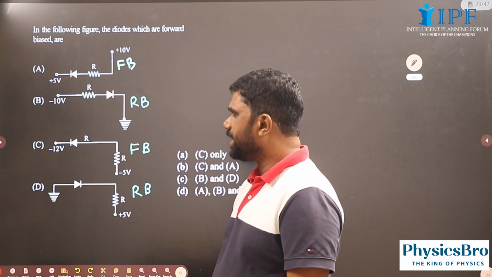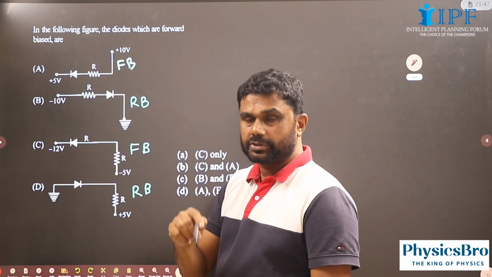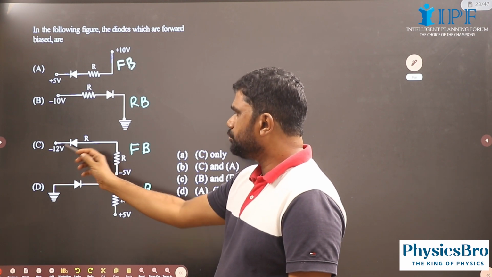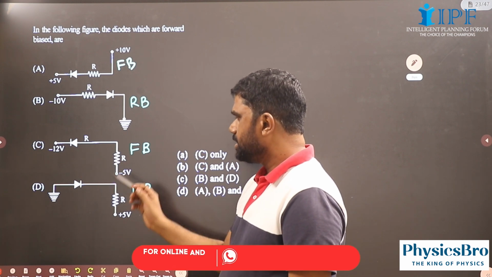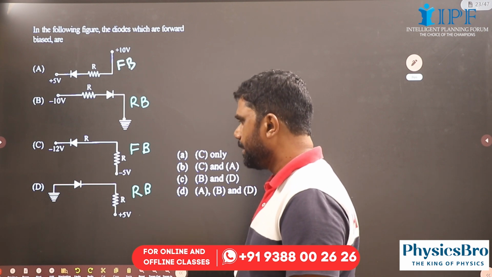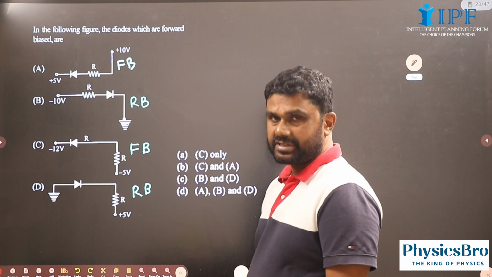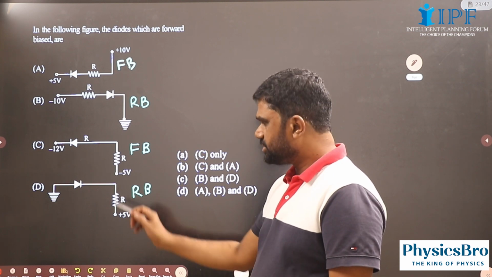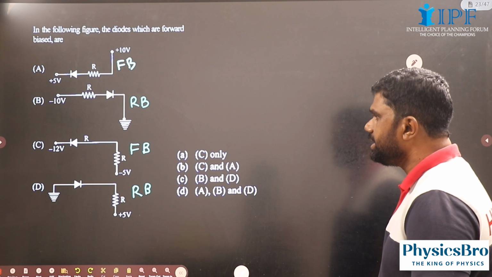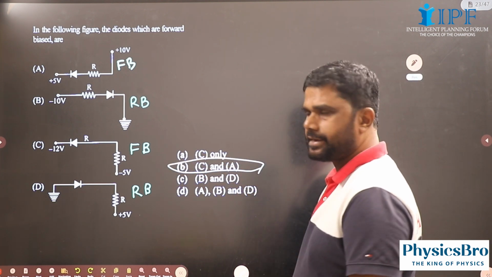So this is reverse biased because at the P side the potential is lower compared to that on the N side. Here we have minus 2 at the N side and minus 5, a lower voltage, at the P side. So this is forward biased. Here 0 at the P side and plus 5 at the N side. So this is reverse biased. So the forward biased diodes are A and C.